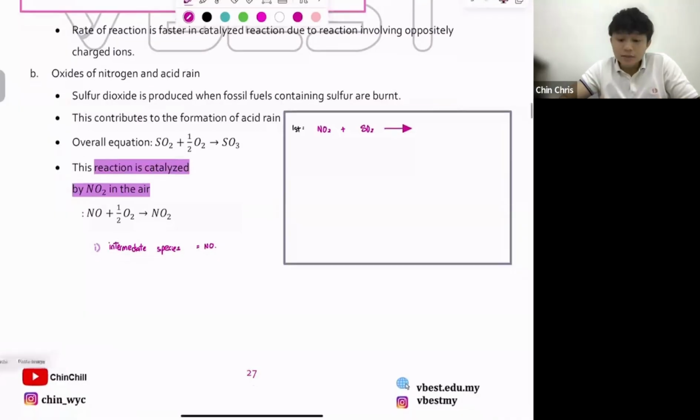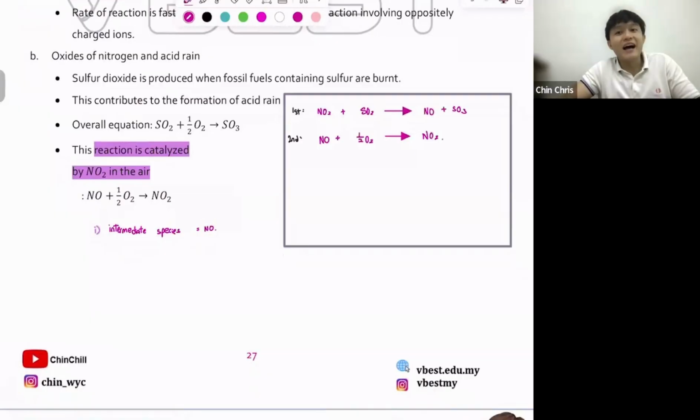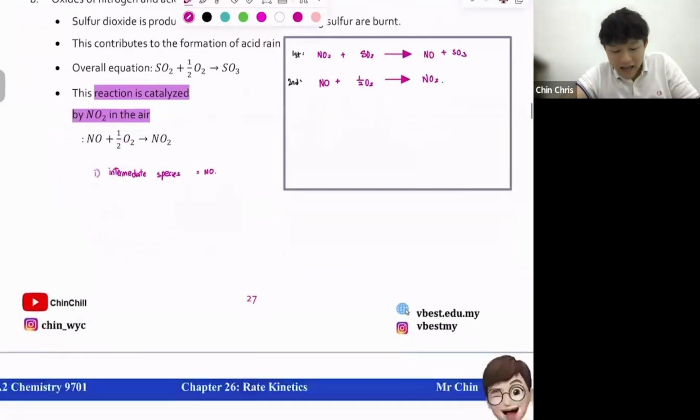Alright, guys, what's your answer? NO2? Okay, the standard one. Then after that, second step. Yes, NO plus half O2. Yeah, well done. So everyone must get this answer. There's no alternative, because I gave you some conditions. So if you follow all the conditions, there's no alternative. Okay, easy, so good with your mechanism.